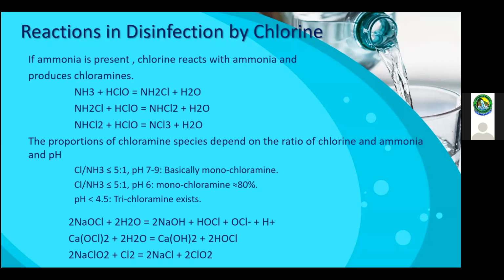So if we have a chlorine to ammonia ratio of less than 5:1 and your pH is between 7 and 9, you basically will have monochloramine forming. If your chlorine to ammonia ratio is again less than a 5:1 ratio, but your pH is around 6, you will have about 80% monochloramine. If your pH is less than 4.5, you can have trichloramine existing.